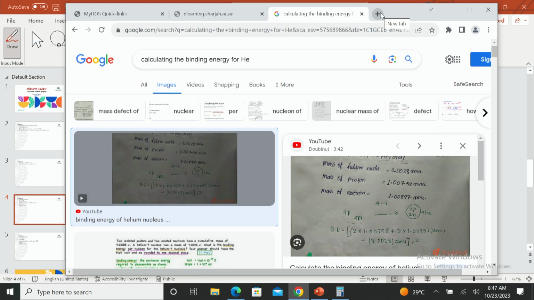So the binding energy can be calculated as the mass of the protons, in this case 2 times the mass of the protons plus 2 times the mass of the neutrons, right? Because we have 2 protons and 2 neutrons, we get that from here, right? Minus the helium atom, which is 4.0028 in atomic mass units.